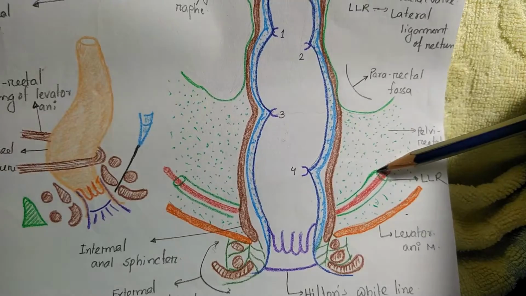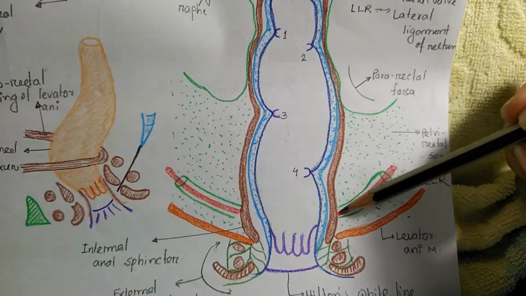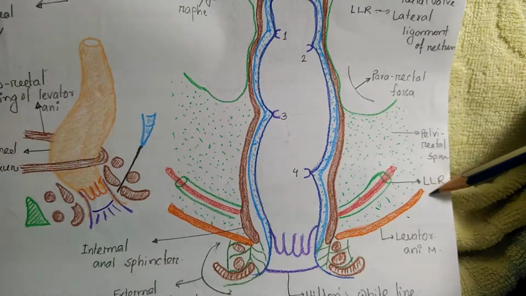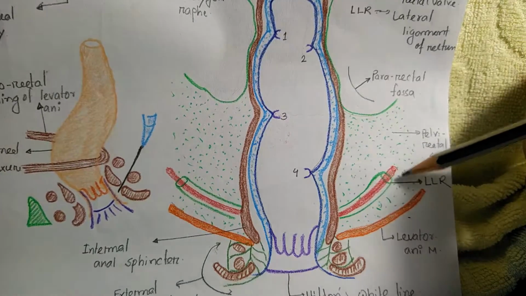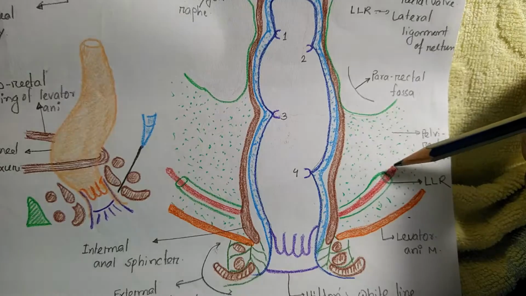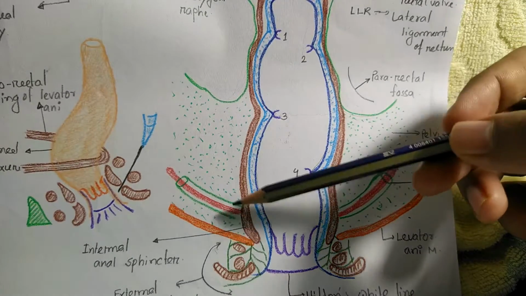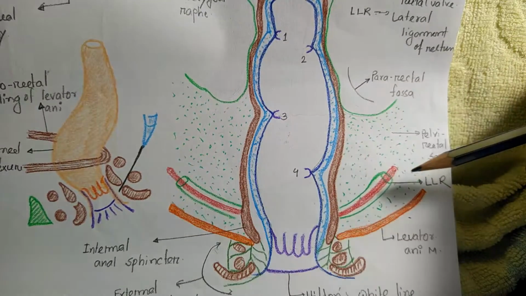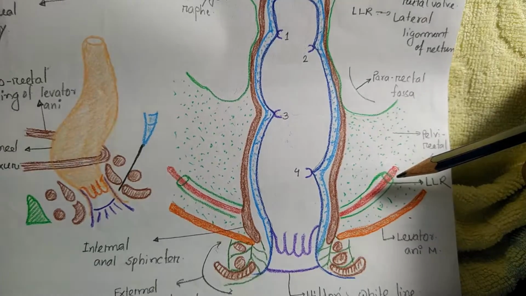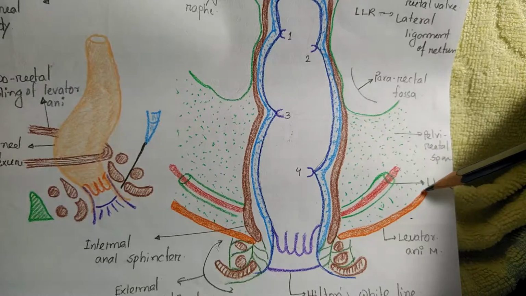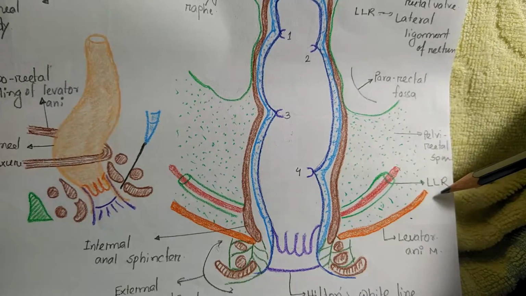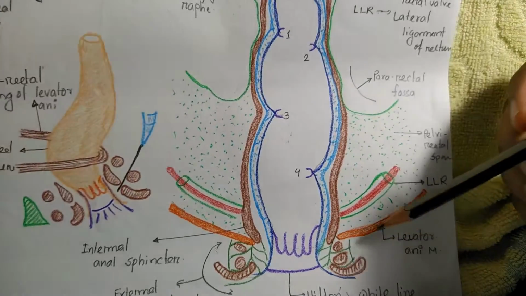So pararectal fat contains a ligament, called the lateral ligament of the rectum. This is called LLR, lateral ligament of rectum. The lateral ligament of rectum contains the middle rectal artery and vein. So the middle rectal artery and vein, both are contained in the lateral ligament of rectum.